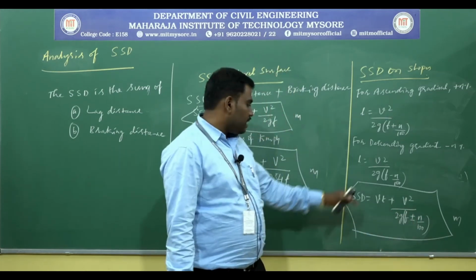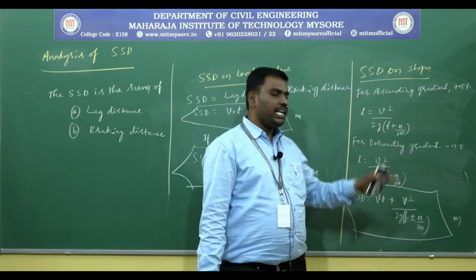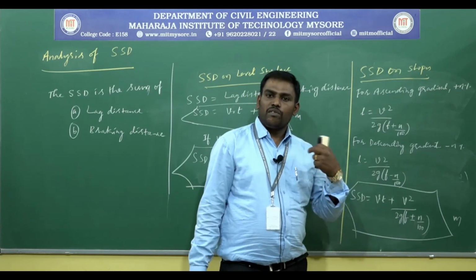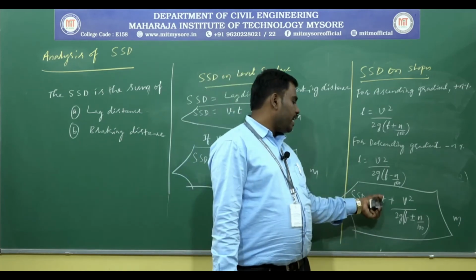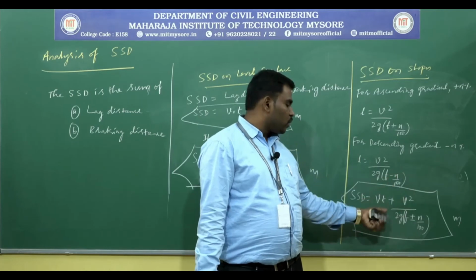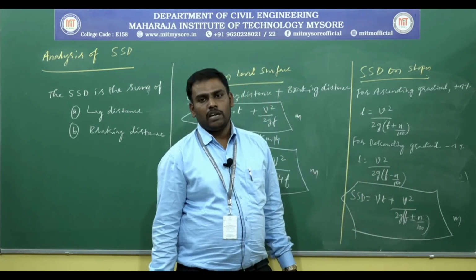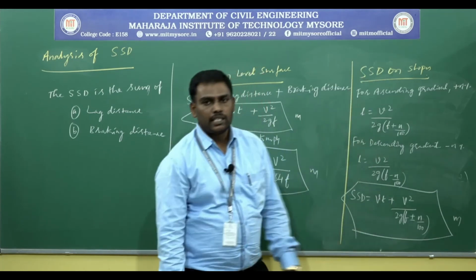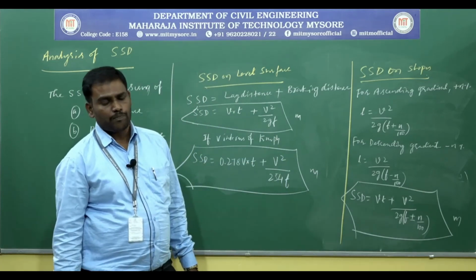This is the relation to find the stopping sight distance on slope when V is in terms of meter per second. Suppose V is in terms of kilometer per hour, then this relation becomes 0.278 Vt plus V square by 254 (f plus or minus n by 100). That is regarding the stopping sight distance on slopes.